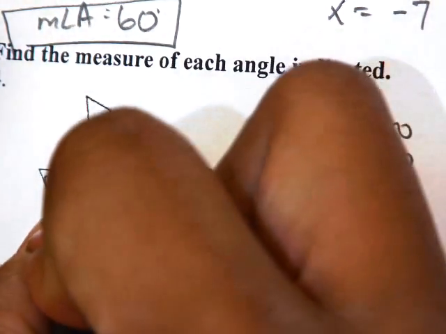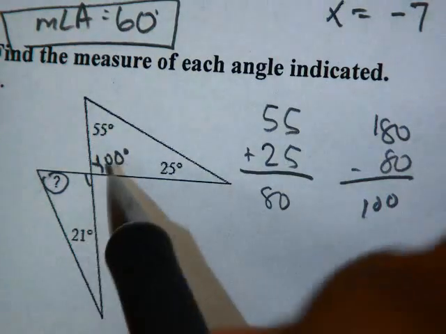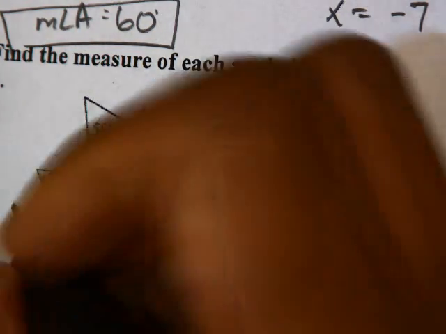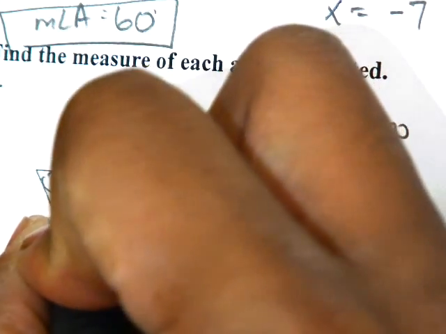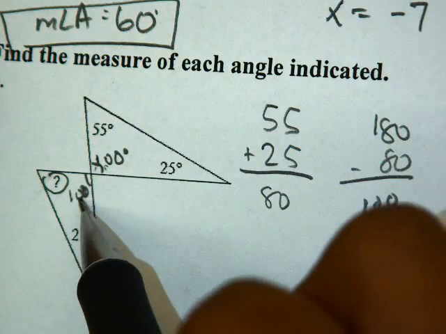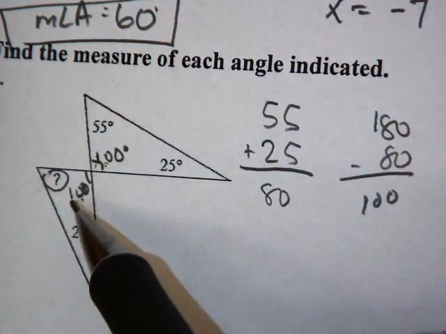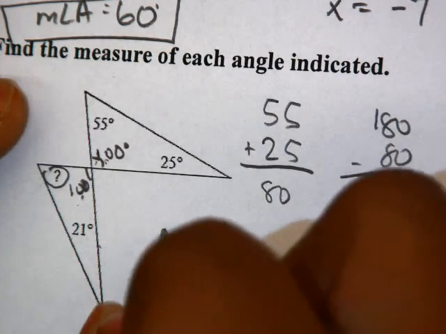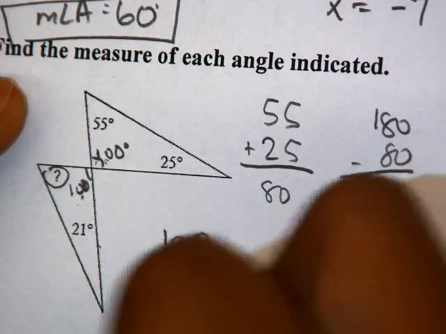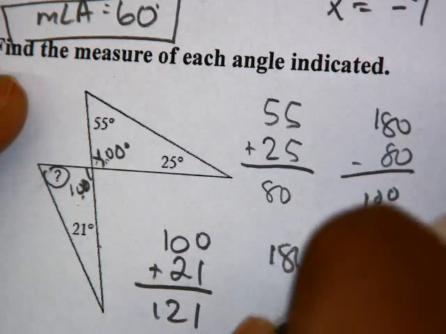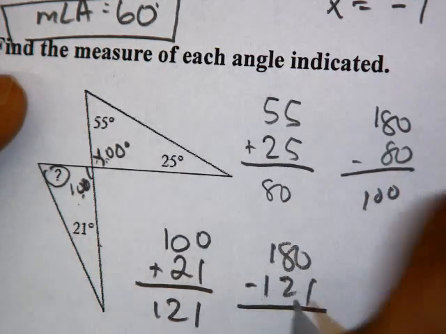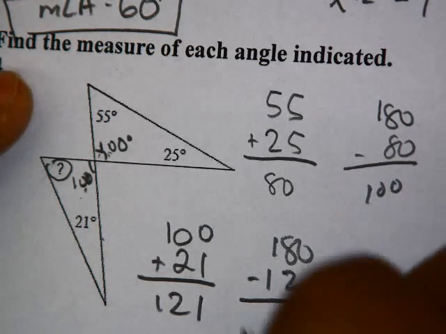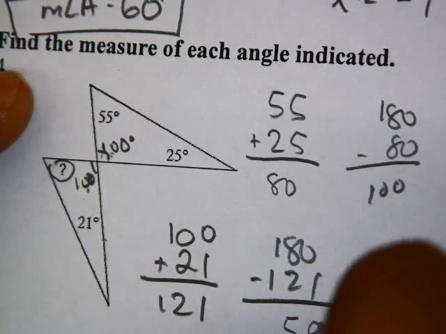Okay, that's the missing angle in that triangle. I know these are vertical angles right here because they're crossing each other when two lines intersect. So anytime you have vertical angles, they are always equal to each other. So this is also 100. So now I'm in this triangle. Here's 100, here's 21, and there's a question mark there. I can add 121. And I go ahead and subtract it from 180. And then I get 59.